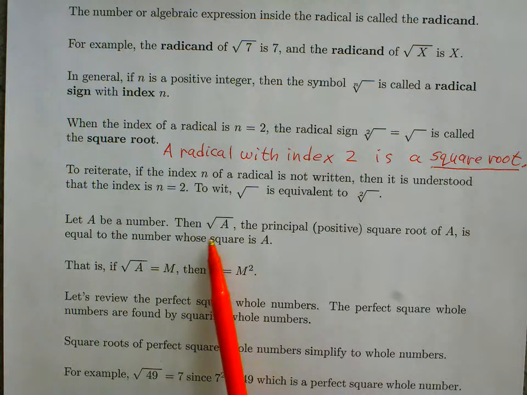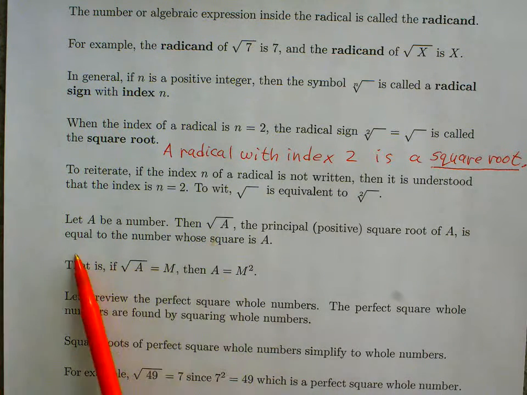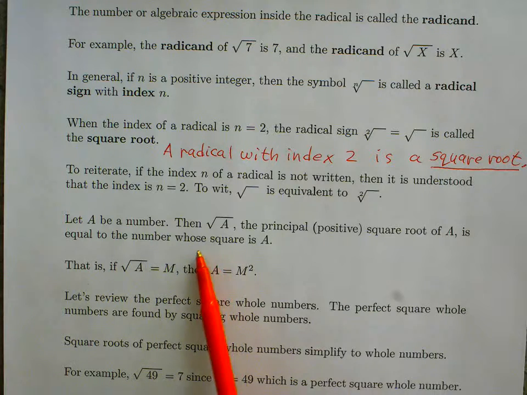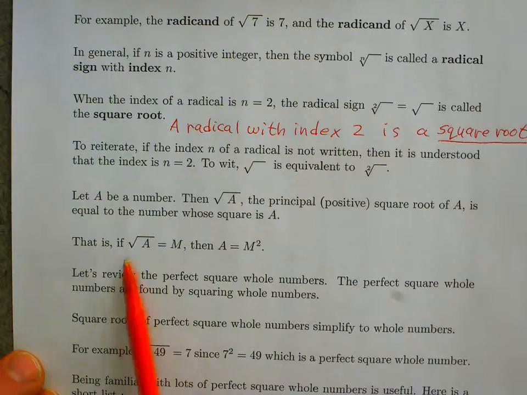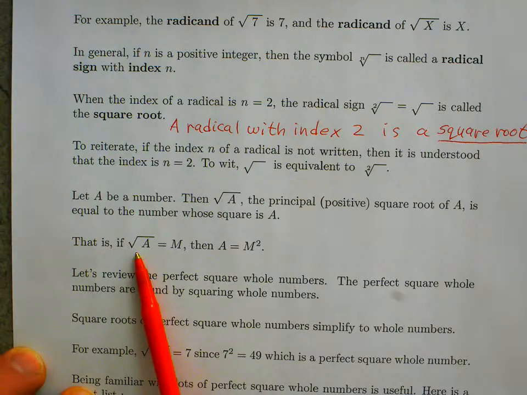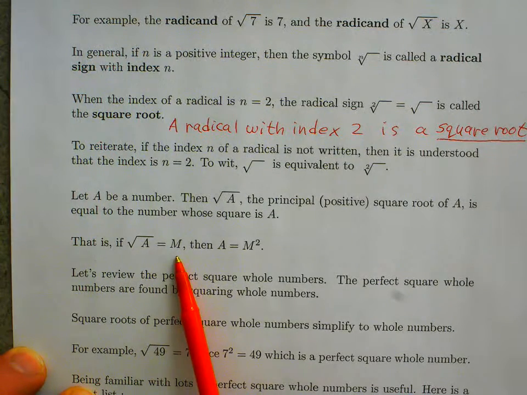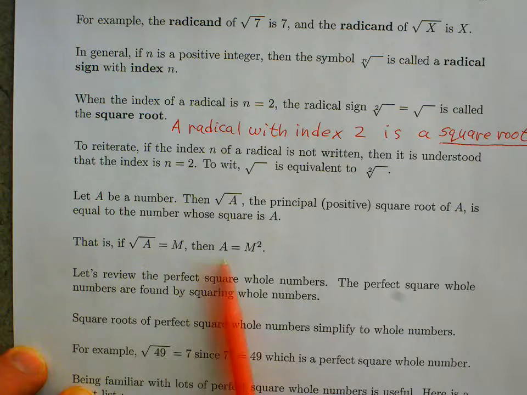But the square root of A, the principal square root of A, is equal to the number whose square is A. When you square something, you raise it to the second power. So that is, if the principal square root of A is equal to m, then the number A is equal to m squared, m to the second power.